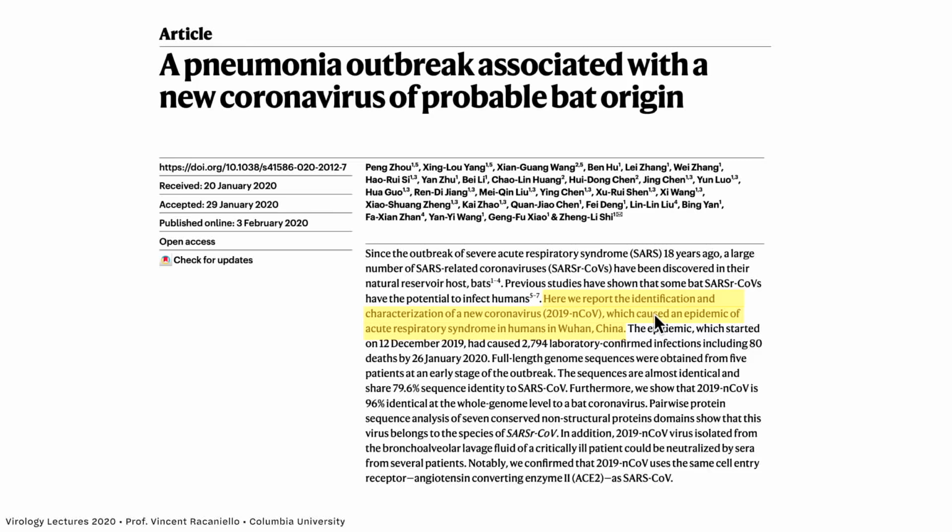Way back in January 2020, as we were just beginning this course, SARS-CoV-2 was identified. And here's the paper that was originally published to describe it. It was perfect timing for this lecture. A pneumonia outbreak associated with a new coronavirus of probable bat origin. This is from Zhengli Shi's lab in the Wuhan Institute of Virology. And here we report the identification and characterization of the new coronavirus, which they called originally 2019-nCoV, and the name is now changed, of course.